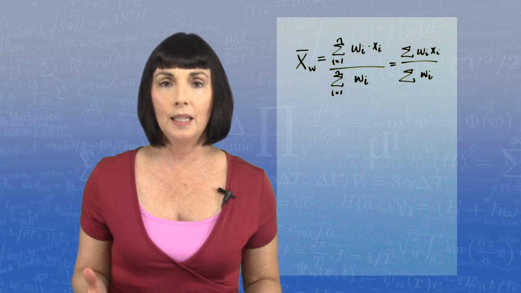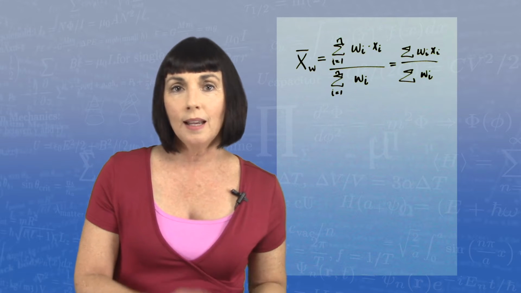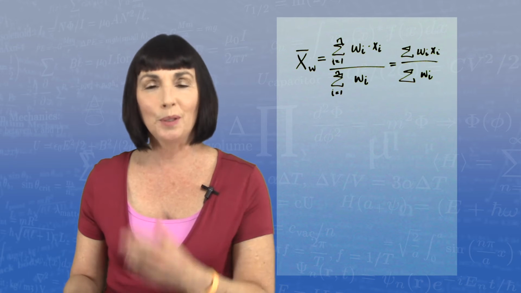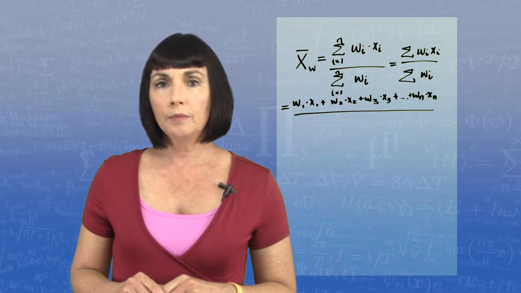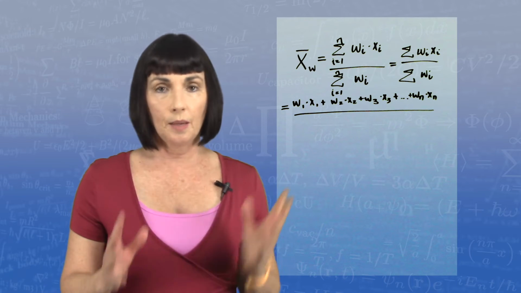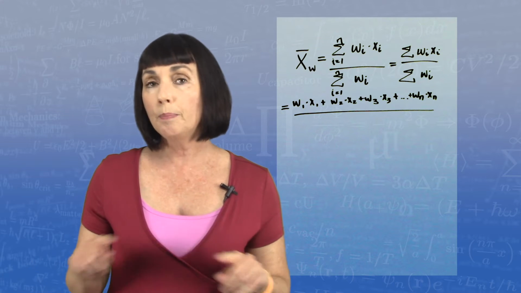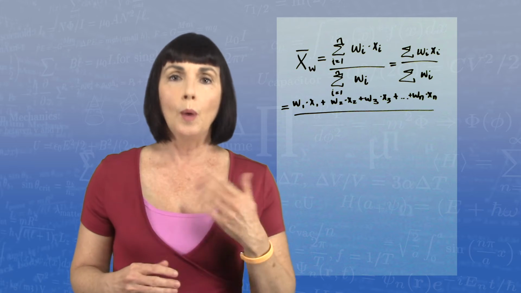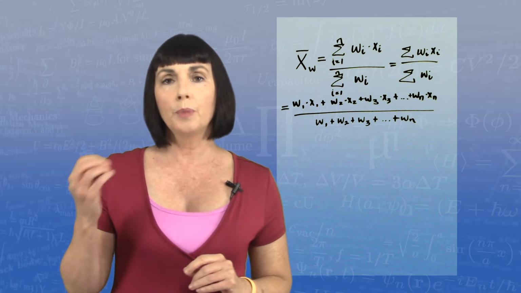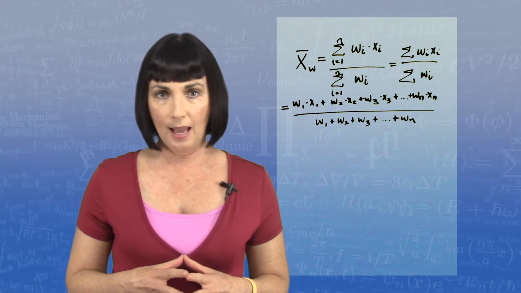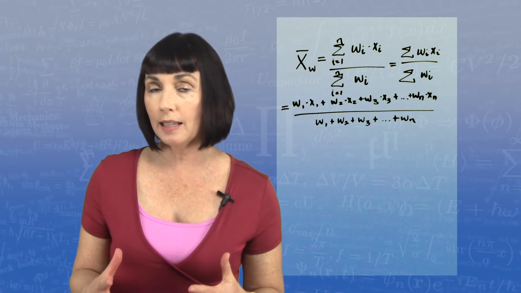Okay, so now what does this mean? On the top, it means we take each data point, multiply it by its weight, and then add it to the next data point multiplied by its weight. So that gives us on the top w1 times x1 plus w2 times x2 plus w3 times x3, and so forth, plus wn times xn. And on the bottom, it simply means that we add up weight 1, weight 2, weight 3, etc. So on the bottom, we would get w1 plus w2 plus w3, etc. plus wn.